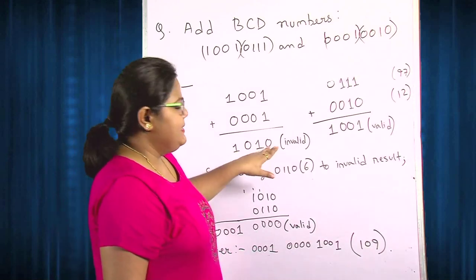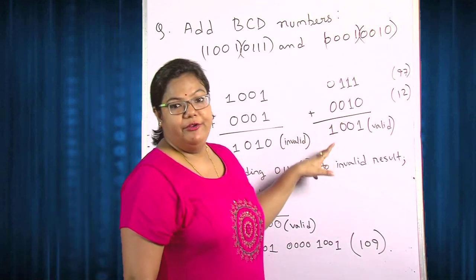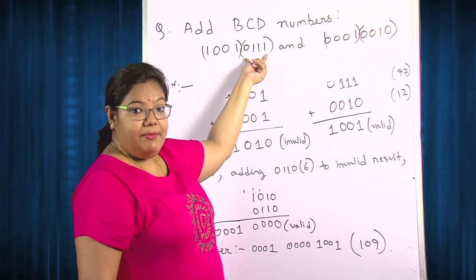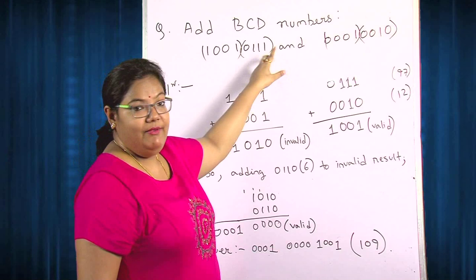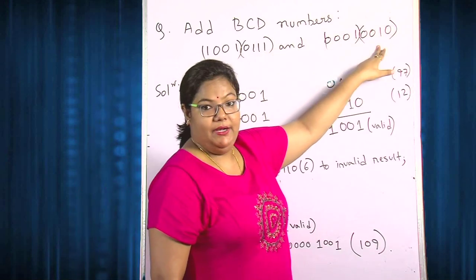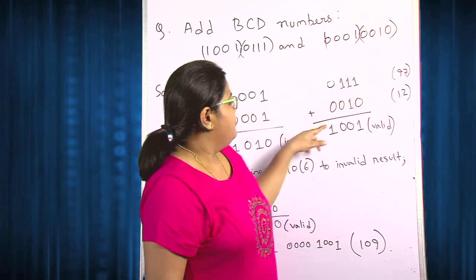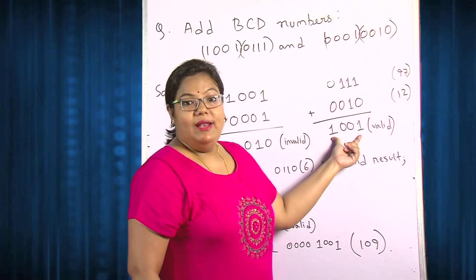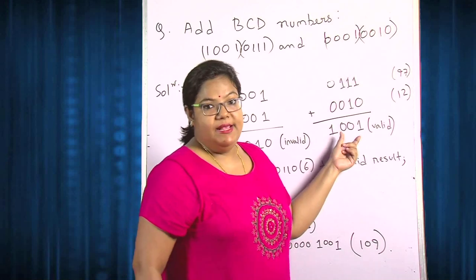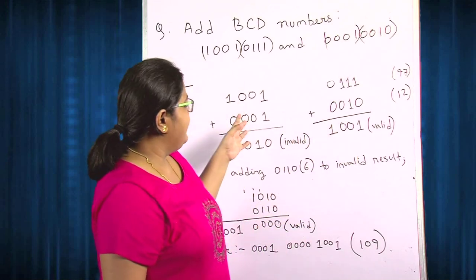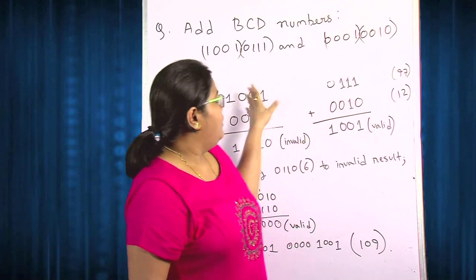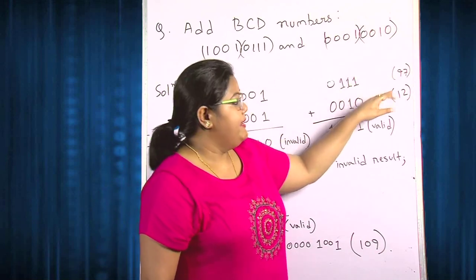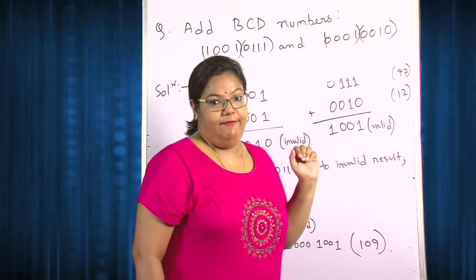Now before doing this addition, let us look at the second part of the BCD numbers. We have this part, that is 0111, and we are going to add this with the second part, that is 0010. Now we will have the addition and get the result as 1001, which is a valid BCD form. If you look at the decimal numbers of this BCD form, the first number is equivalent to 97 and the second number is equivalent to 12.